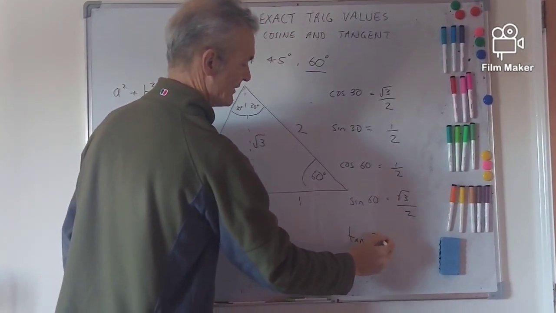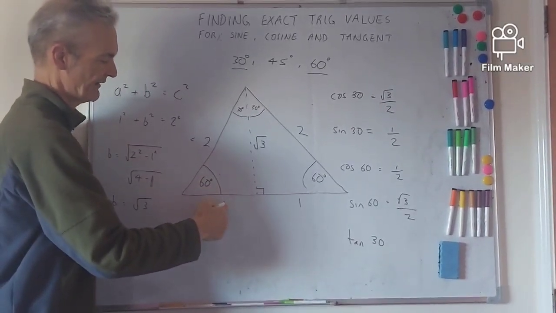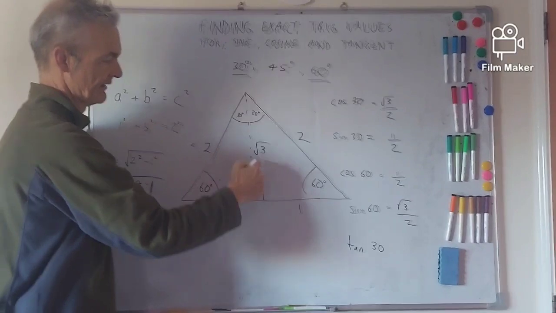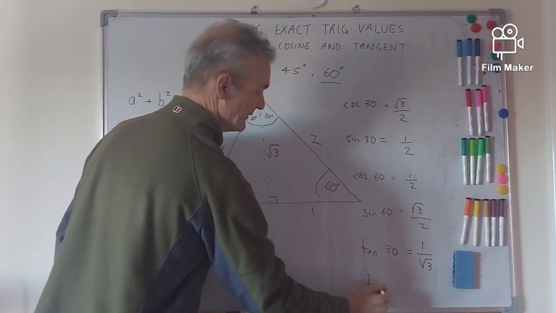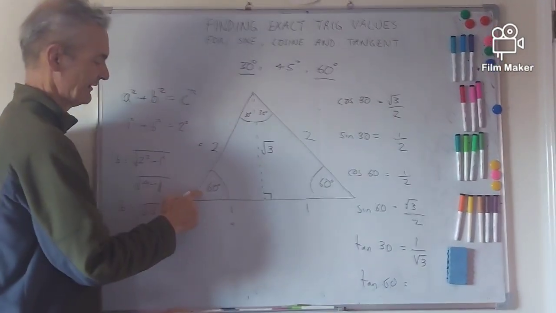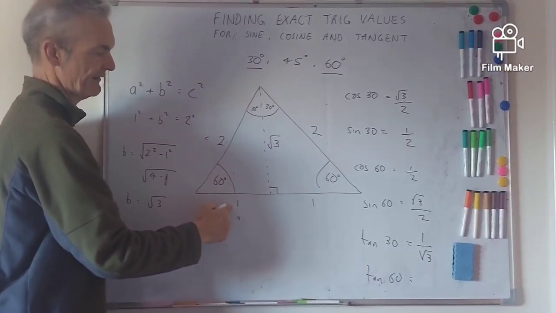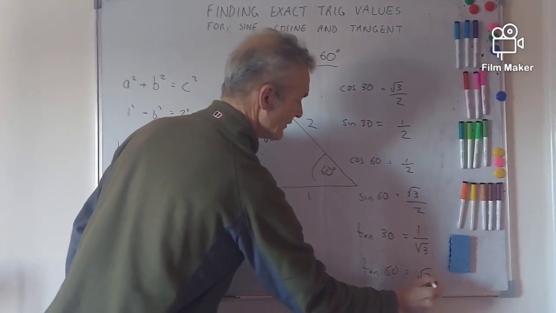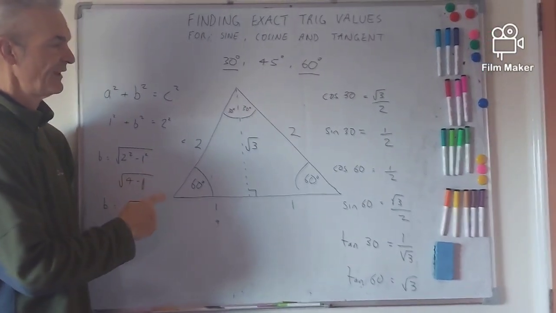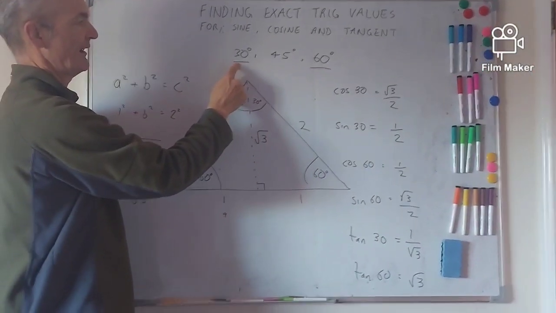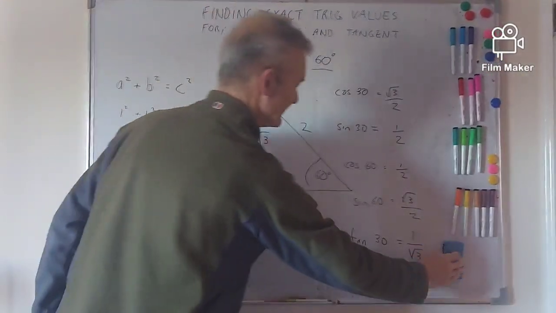So look at the tangent. So we can do tan 30. What's tan 30? Opposite over adjacent. So that's 1 over root 3. And then we can do tan 60. 60 here. So that is opposite over adjacent. So that's just going to be root 3. So using that triangle, the equilateral triangle, we can find sine, cos and tan of 30 and 60. But that leaves us 45. How do we do that?